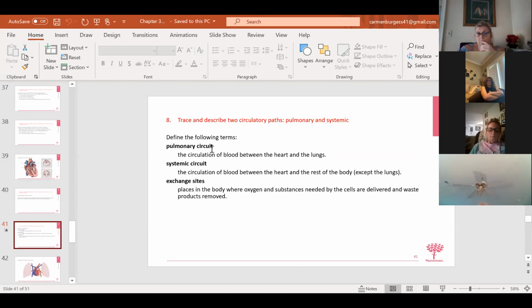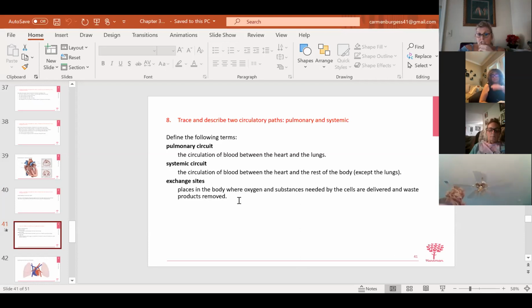This is what we were talking about. Know your circuits. Pulmonary circuit is exactly what it sounds like. It's the flow of blood between the heart and the lungs. It's a closed system. The systemic circuit is what? It's the flow of blood between the heart and the rest of the body.